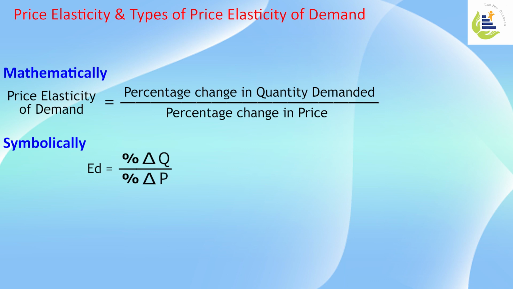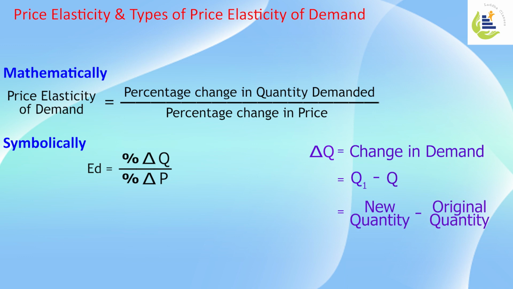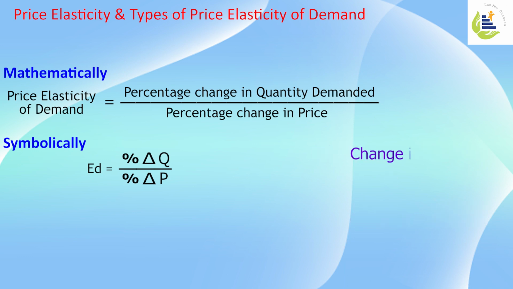Let us understand the meaning of these symbols and we'll further simplify it mathematically. Well, delta D is change in demand. So change in quantity demanded can be written as Q1 minus Q, that is new quantity minus original quantity. So change in quantity demanded is delta D. Similarly, change in price, delta P, is new price minus original price.